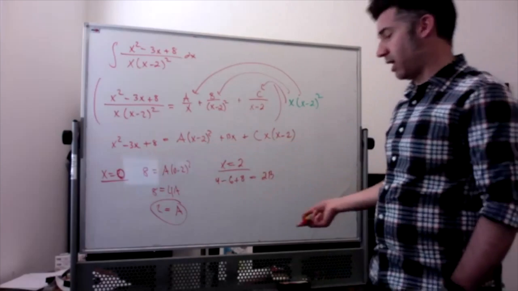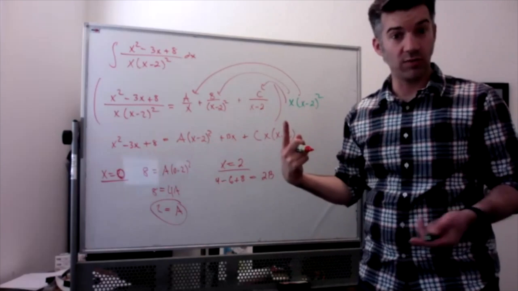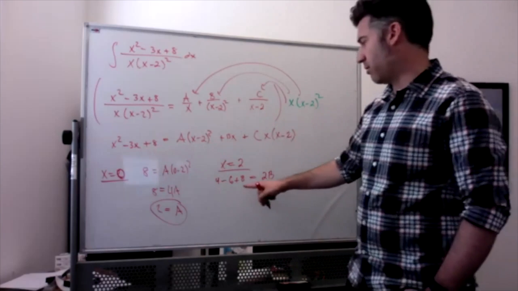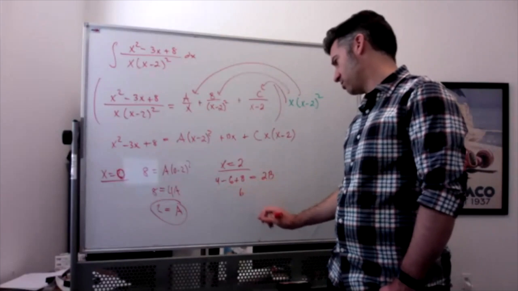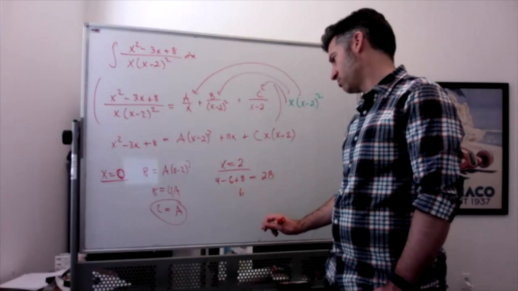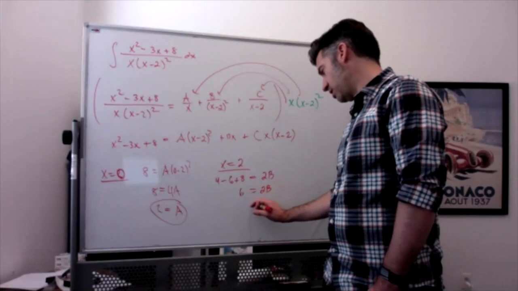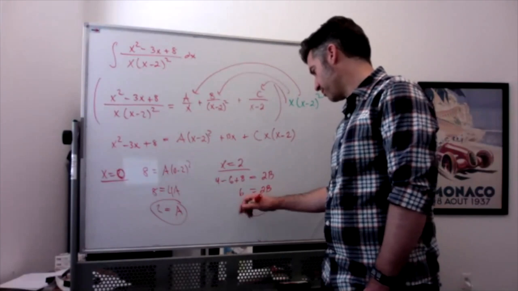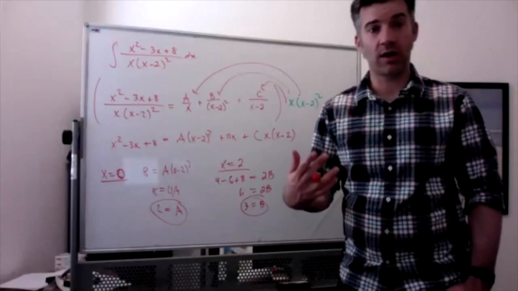So, again, when you're plugging in these convenient values, everything on the right side should be 0 except for one of the terms. So then, let's see, 4 minus 6 is negative 2 plus 8 is positive 6. That doesn't seem right. No, it is. So 2b equals 6, b equals 3. But now we're out of convenient values. This is when we start equating coefficients.